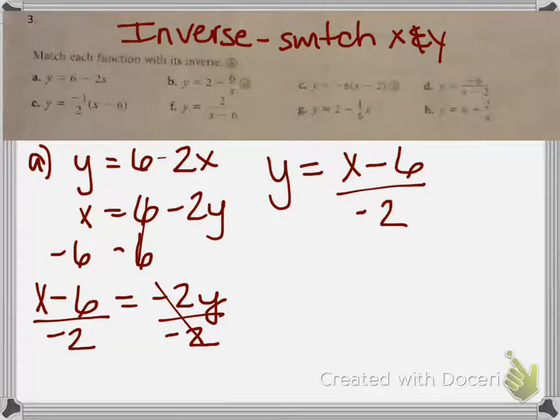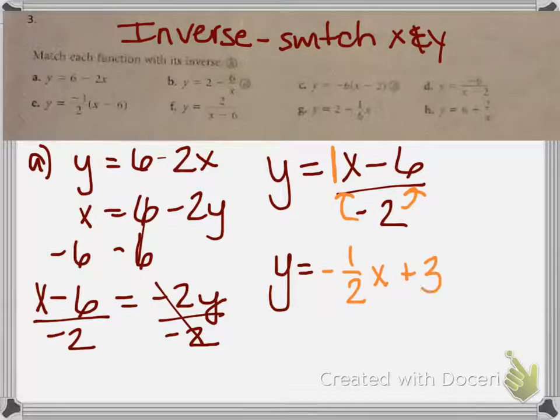So now I look to match that up with something, and I realize that nothing else that's here has what I have. So I'm going to have to simplify this a little bit more to see if I can get it to look like something. So here's where I can do the division. I'm going to take this negative 2 and divide it by x. Remember there's really a 1 here. So this becomes negative 1/2 x. And the negative 2 divided by this negative 6 gives me a positive 3. So now I have negative 1/2 x plus 3.